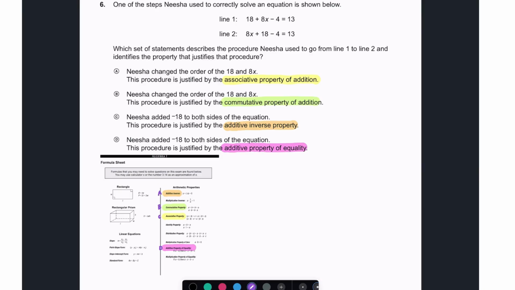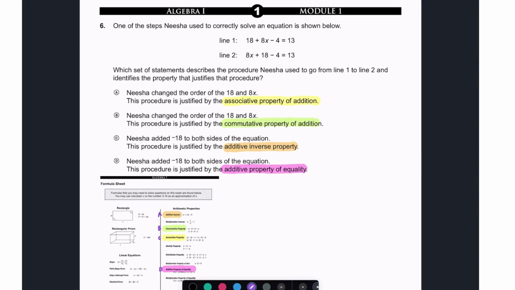And before we do that, we're going to see if there's any we can eliminate. So this is saying one of the steps Nisha used to correctly solve an equation is shown below.